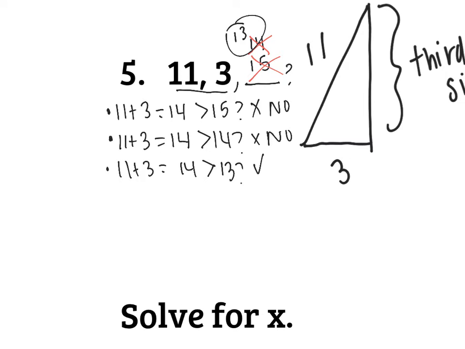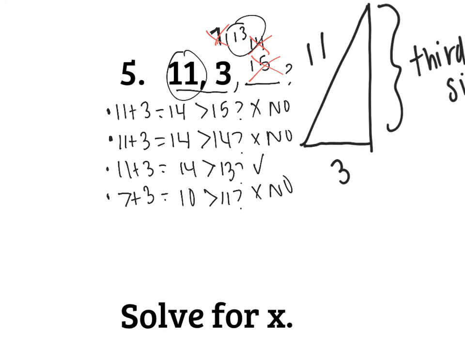But what if I said that my side length was 7? So let's do a side length of 7. So 11 plus 3 is 14. That's going to be bigger than 7. But what about combining 7 and 3? 7 plus 3 is 10. Is 10 bigger than the remaining side of 11? No, it's not. So that's an issue.